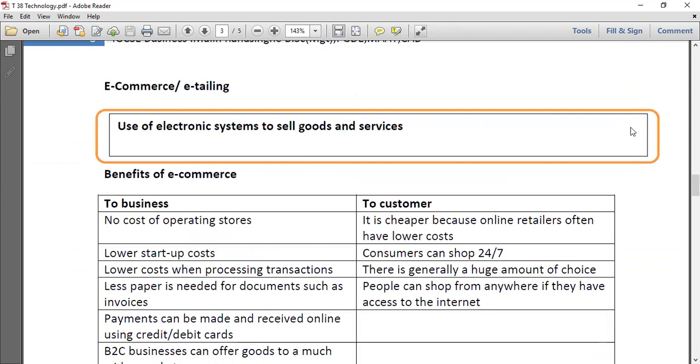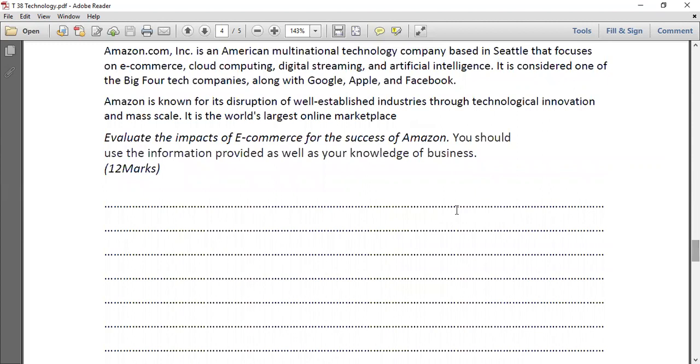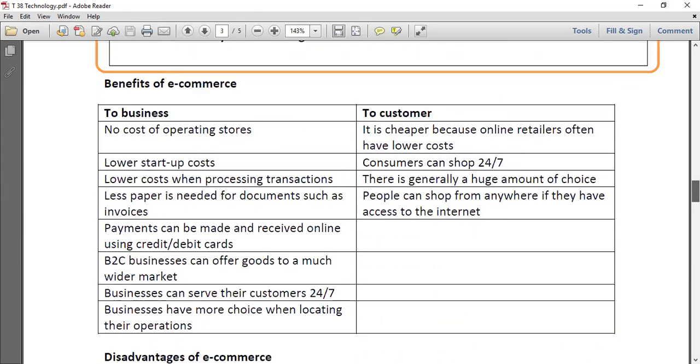And then the question is asking you to evaluate the impacts for Amazon. So not from the customer's point of view, you have to answer this question from the business point of view. Therefore, you should talk about two advantages to the business, Amazon, with application.